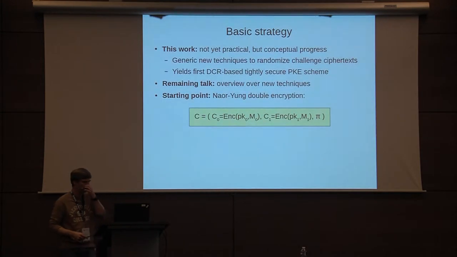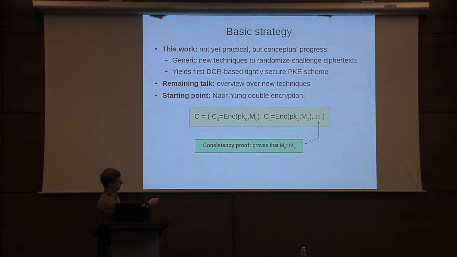Okay, so the basic strategy is, so the first part is just copied, you can ignore the first part of the slide. The idea is to start from Naor-Yung double encryption. There a ciphertext consists of two encryptions of the same message under a chosen plaintext secure encryption scheme. So in an honest encryption, we have M0, M1 under different public keys, and you add a non-interactive zero-knowledge proof that the two M's are equal, so that M0 equals M1.